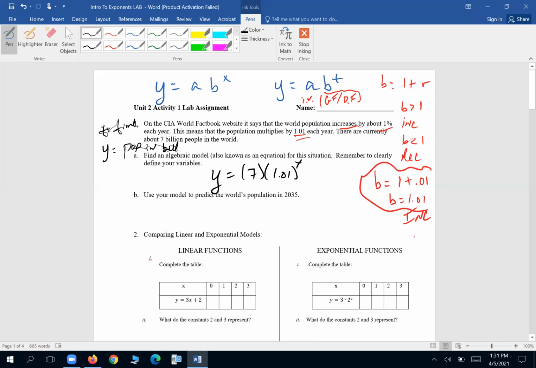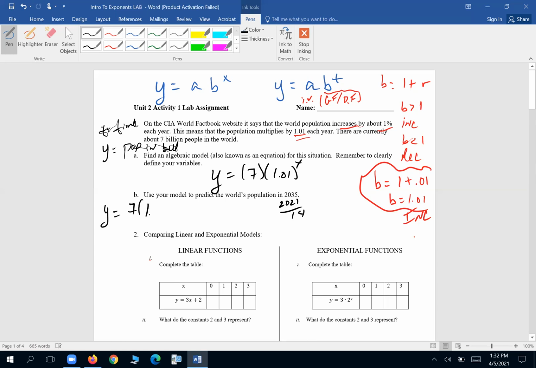And again, I'm having a problem with my stylus, so I apologize. So maybe just bear with me. So once you have that model, if you wanted to use the model to predict the world's population in 2035, let's see when this model starts at. So it says the world population increases by 1% each year. This means if there's 7 billion now in 2021, all we have to do is a little subtraction there. So that's 14 years later. So you use your model to predict 14 years later.